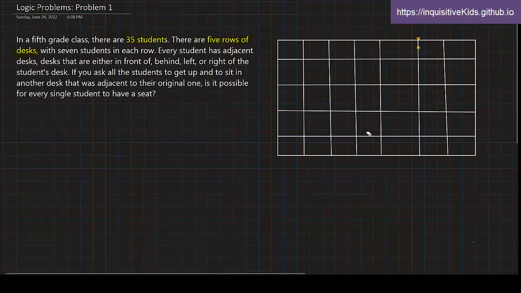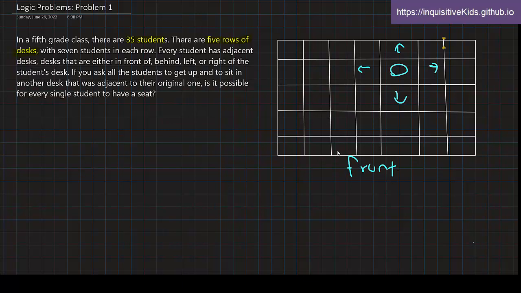And it's saying that a adjacent desks. What is the definition of adjacent desks? So say this is our original desk. The adjacent desks of this desk would be the one behind it, the one in front of it, the one to its right, the one to its left. And this is going to be the front of the classroom.